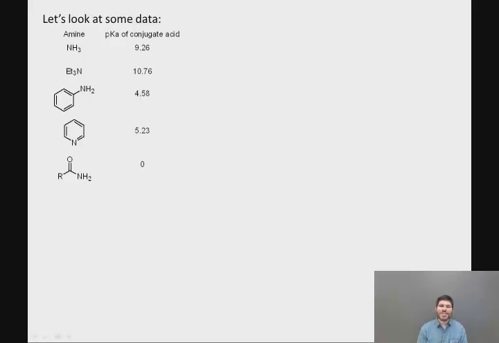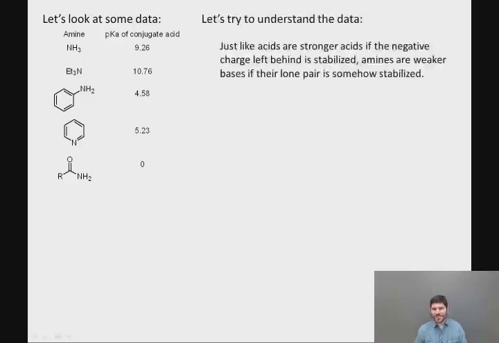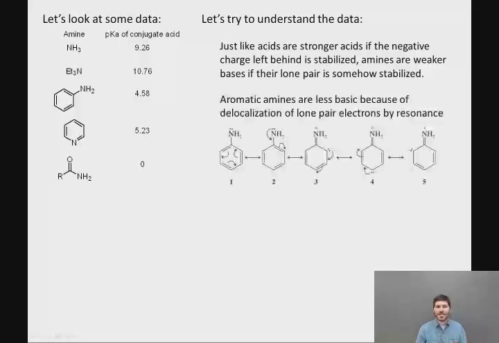What I would like us to understand is especially what is going on with aniline, and then by extension, what's happening with pyridine is somewhat of the same idea. And then finally, why amides are really so different from amines. Let's try to understand this data. Just like acids are stronger acids if the negative charge left behind after a proton is removed is stabilized, amines are weaker bases if their lone pair is somehow stabilized.